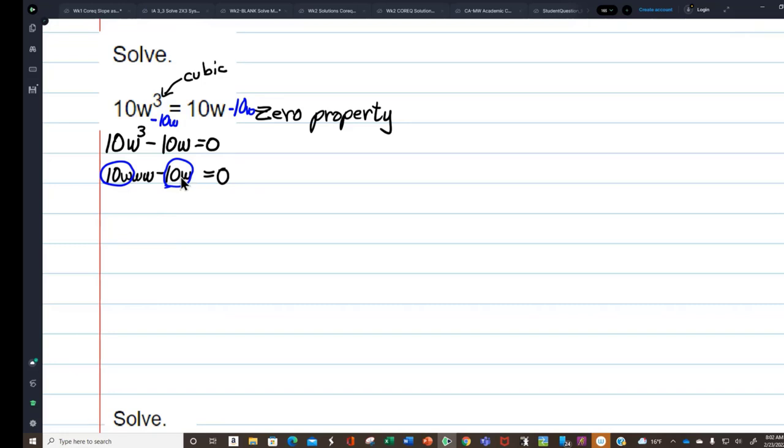And once I pull this out, look what happens. I write the GCF in front, and then I write empty parentheses. And in the empty parentheses, I write the leftovers. I have two W's left here. It's W squared minus, there is nothing left here. But there is. There's always times one.